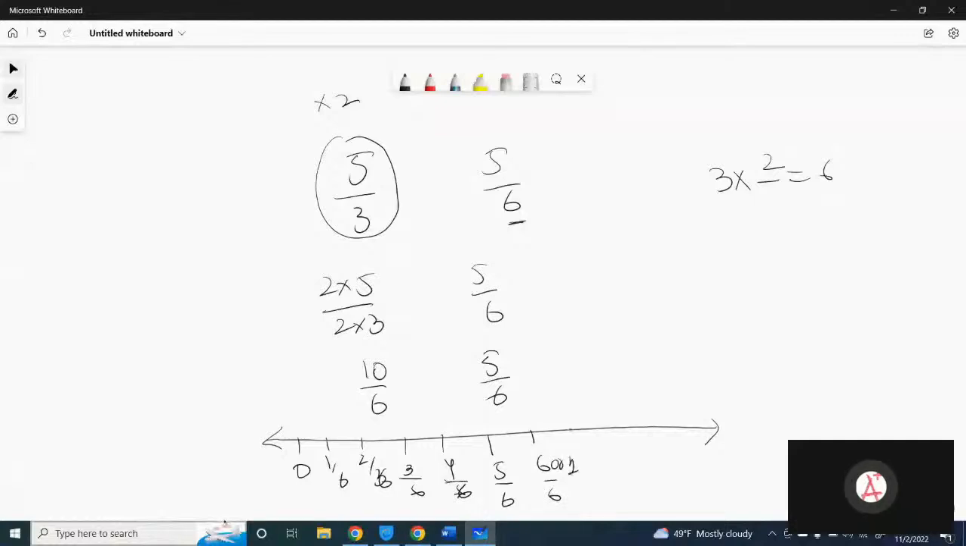Got it? Then you have 7 over 6, then you have 8 over 6, then you have 9 over 6, and then you have 10 over 6. Got it? So you have to plot them on the number lines. So here you have 5 over 6, and here you have 10 over 6, or you can say 5 over 3. So which one is smaller and which one is greater?